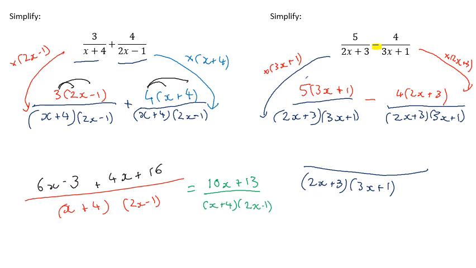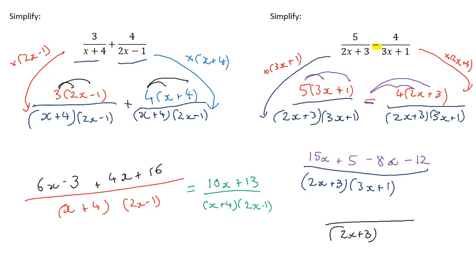So to do that, we do 5 times 3x and 5 times 1, which is 15x plus 5. Then we are doing, because this is a negative sign, negative 4 times 2x, which is negative 8x. And then we're doing negative 4 times 3, which is negative 12. And then finally, we just simplify what we've got. So on my numerator, 15x take away 8x is 7x. 5 take away 12 is negative 7. And so this here is our final answer.